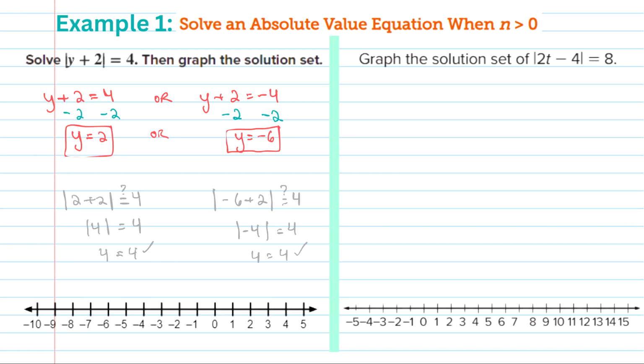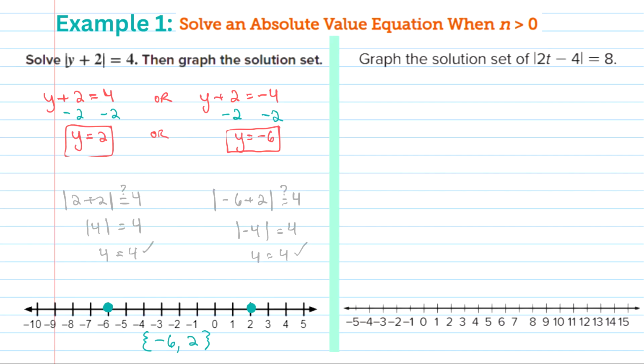To graph these, all we're going to do is take our two answers. So y equals 2: we're going to put a point on that spot on our graph. And then the other one is y equals negative 6: we're going to put a point on that side of our graph. And then we can even go and write our solution set. We can use set notation, and then we can write negative 6 and 2 as our two solutions for this absolute value equation.